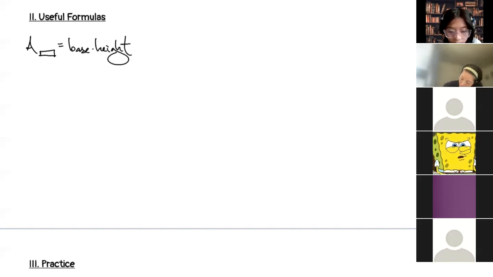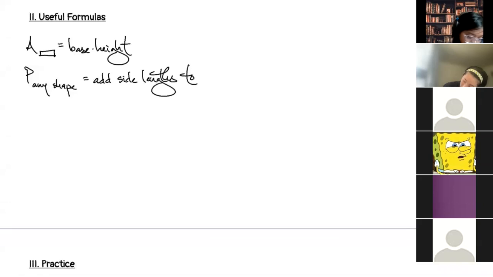What about the perimeter of any shape? I'm being really specific here. Add it all together. Add what all together? Let's be specific in our language. Add the side lengths together. Exactly. You're going to add up all the sides.